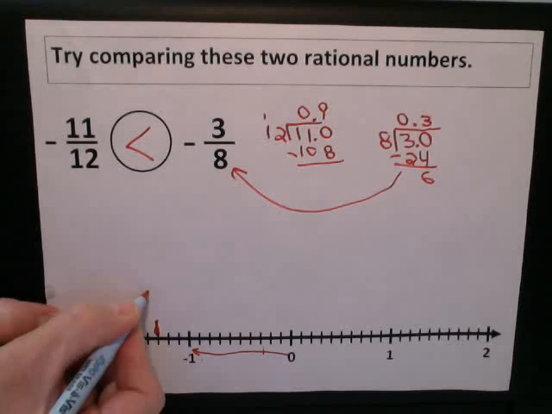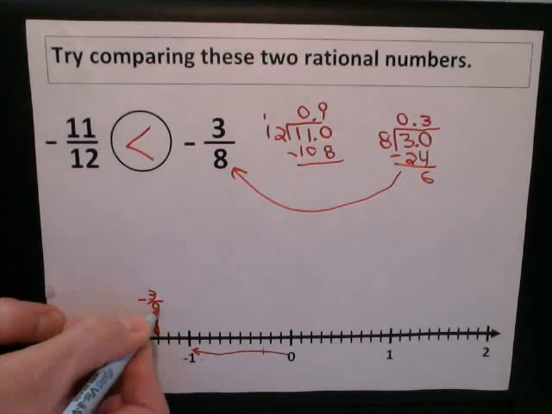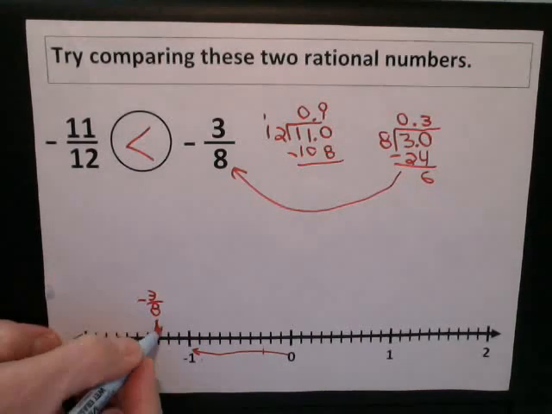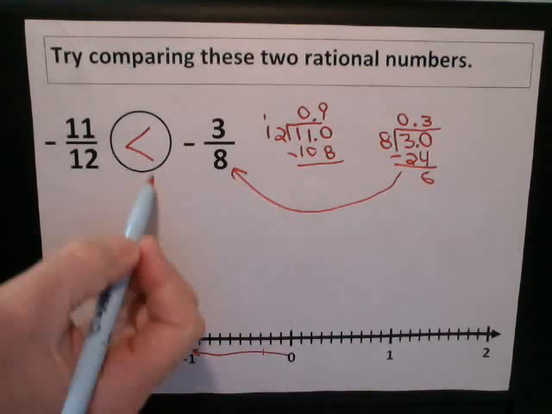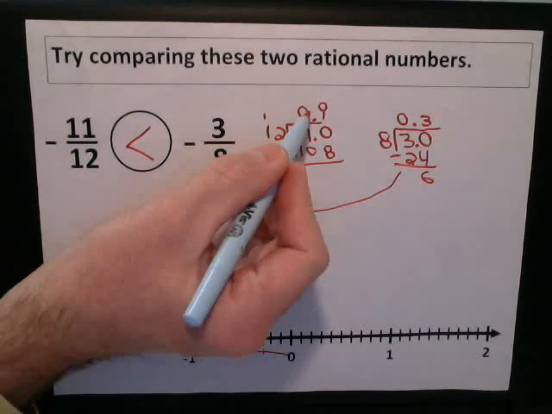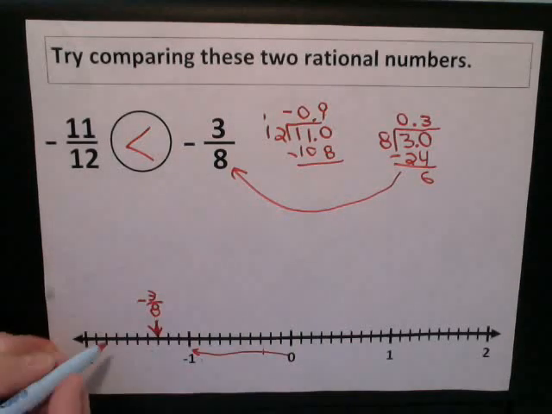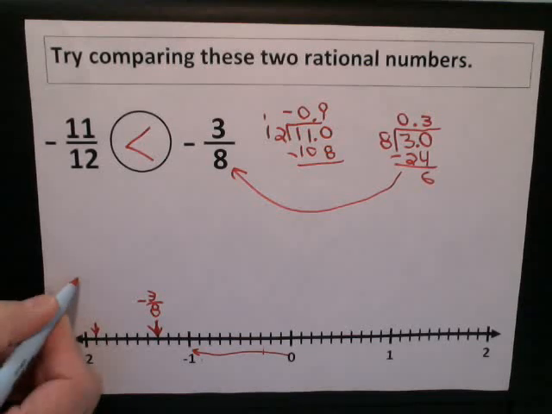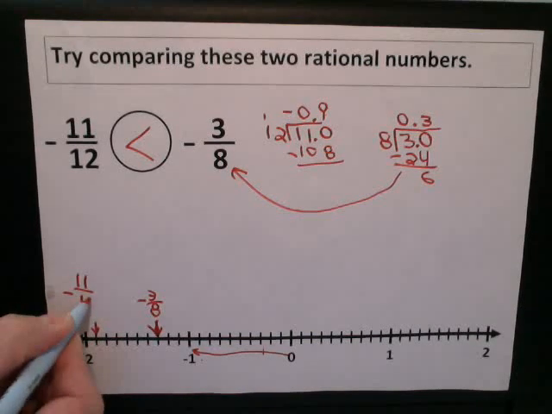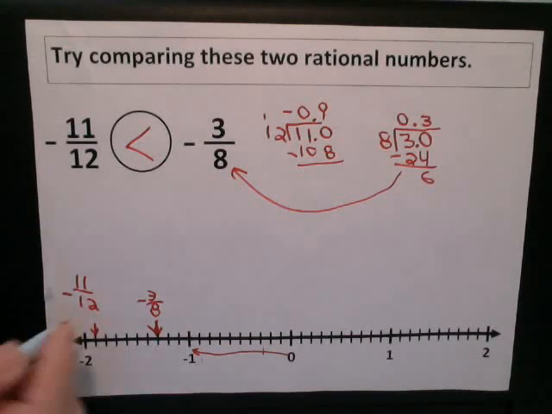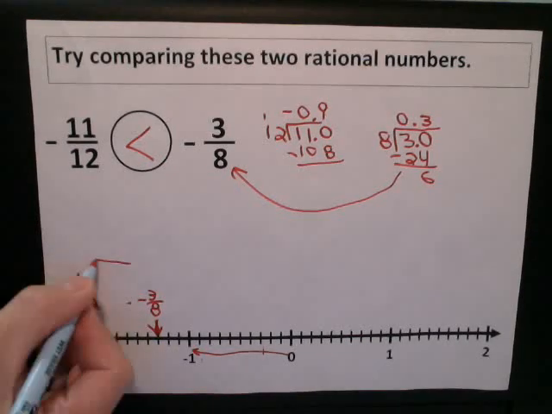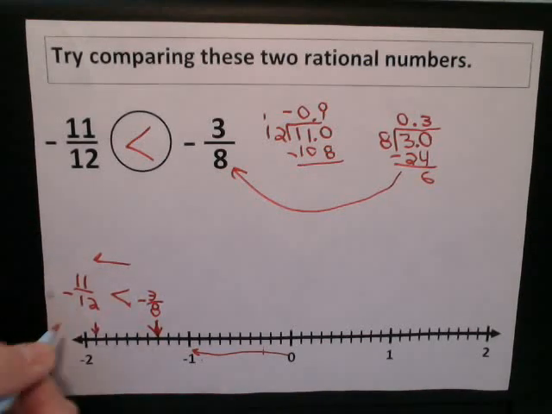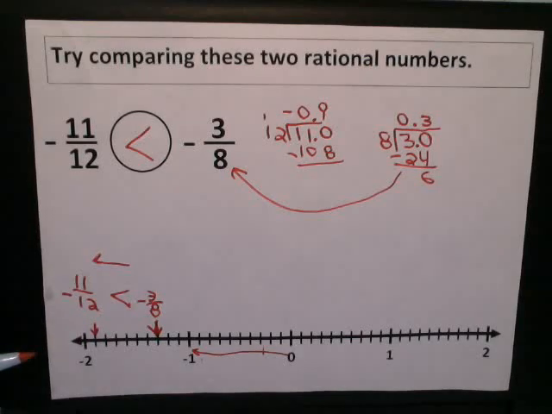So this is negative 3/8 on the number line. And then if we look at this one, it's a negative 9/10, which would be way down here. So this is actually the location of negative 11/12. This is further to the left, so it is less than. And that's how we got our comparison.